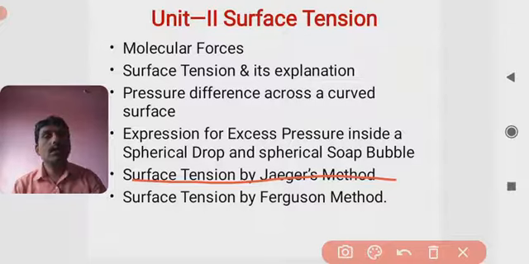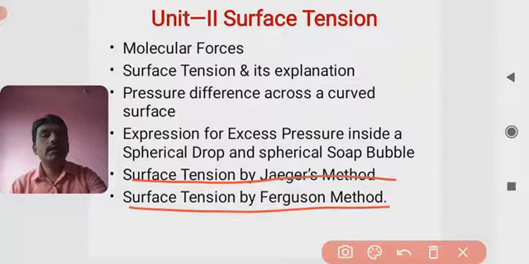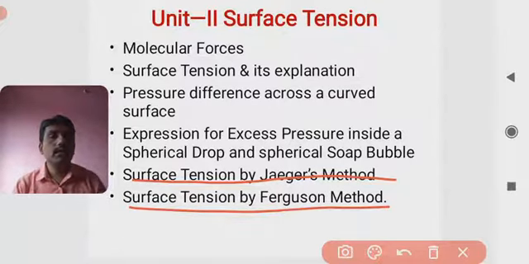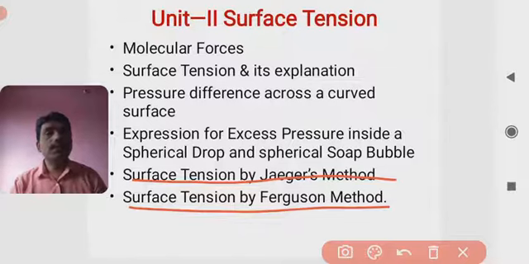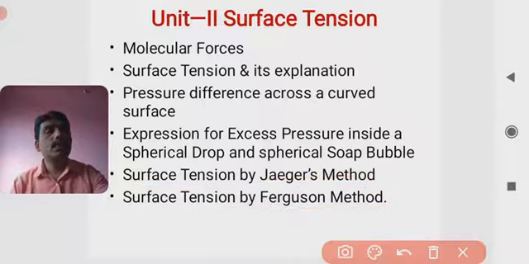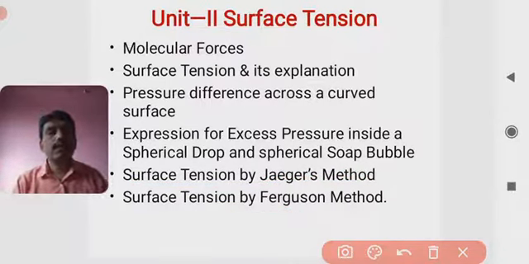of Jaegers. Another scientist, whose name is Ferguson, has another method to calculate the surface tension of liquids. That experiment you will perform in the second year, but in this same year you will do the experiment of Jaegers method. Now this is the surface tension and related part we will learn in this second unit.